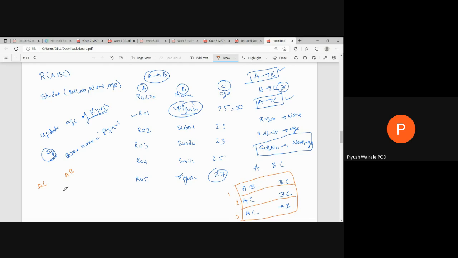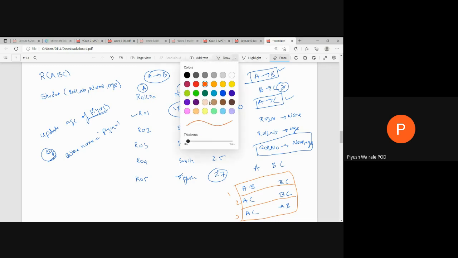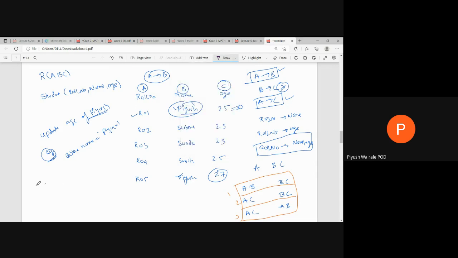So let us discuss one by one. In the first condition, if I decompose this as AB and BC, at first all the attributes should be covered in both the tables. So this is my relation R, and these are R1 and R2. My first condition is R1 union R2 must be equal to R, meaning all the attributes of R1 and R2 must be in R. So A, B, C is there, and this condition is satisfied in all three cases.